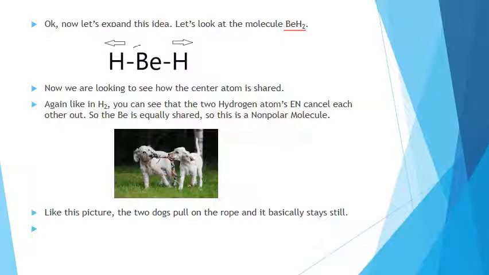Okay, and what we're going to do is concentrate on beryllium in the middle, and then we'll have the two hydrogens pulling on the beryllium. All right, now this should look a little bit like H2. The hydrogens are pulling in opposite directions at equal strength, and therefore the beryllium basically stays exactly where it is. And kind of like these two dogs here, little twin puppies, okay? They look like Humber Spaniels.